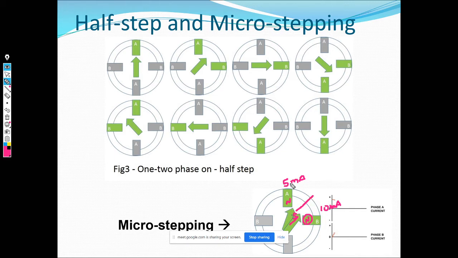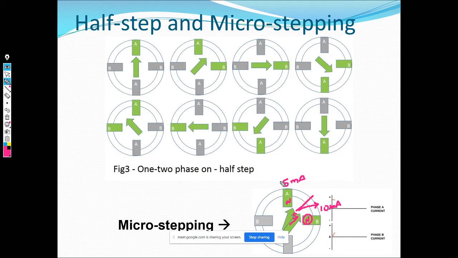But now this is 5 and this is 10, so it's going to take a position somewhere here. Okay, because B has more pull than A. So with this you can control not only full steps and half steps, but also anything in between based on the current you are supplying. So this is called micro stepping.